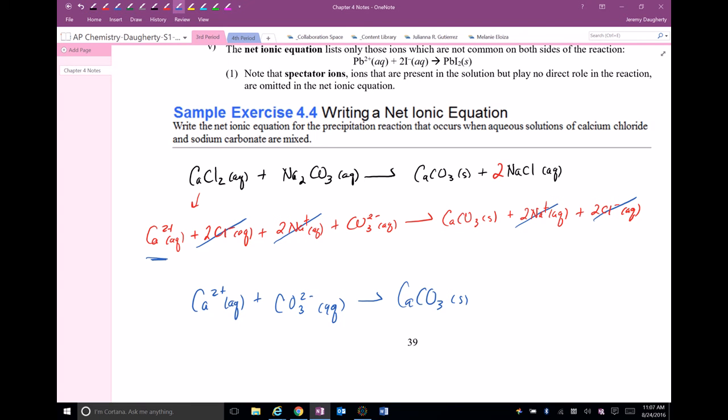Everything that we crossed out is called a spectator ion. So there's my symbol for anything that's crossed out. Those are the spectator ions. The other ions don't have a specific name.